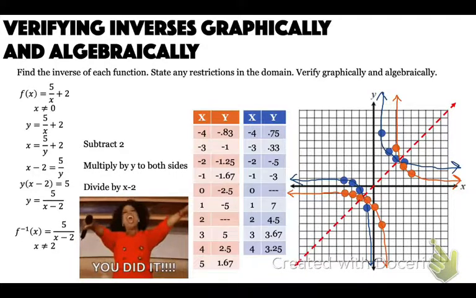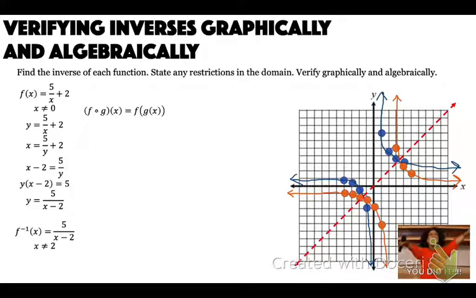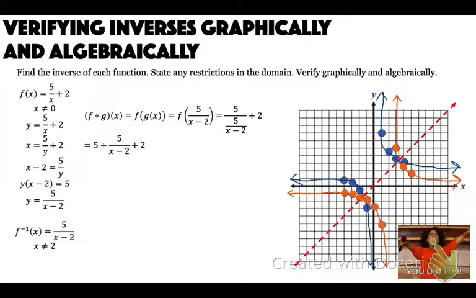You did it. Almost. We still need to verify this. So I do f of g of x. I'm going to plug 5 over x minus 2 into the f function. So that's 5 over 5 over x minus 2, plus 2. I'm going to rewrite that as a division. Now you can always flip and multiply. So that's 5 times x minus 2 over 5, plus 2. The 5's cancel, and I'm left with x minus 2 plus 2, which is x.